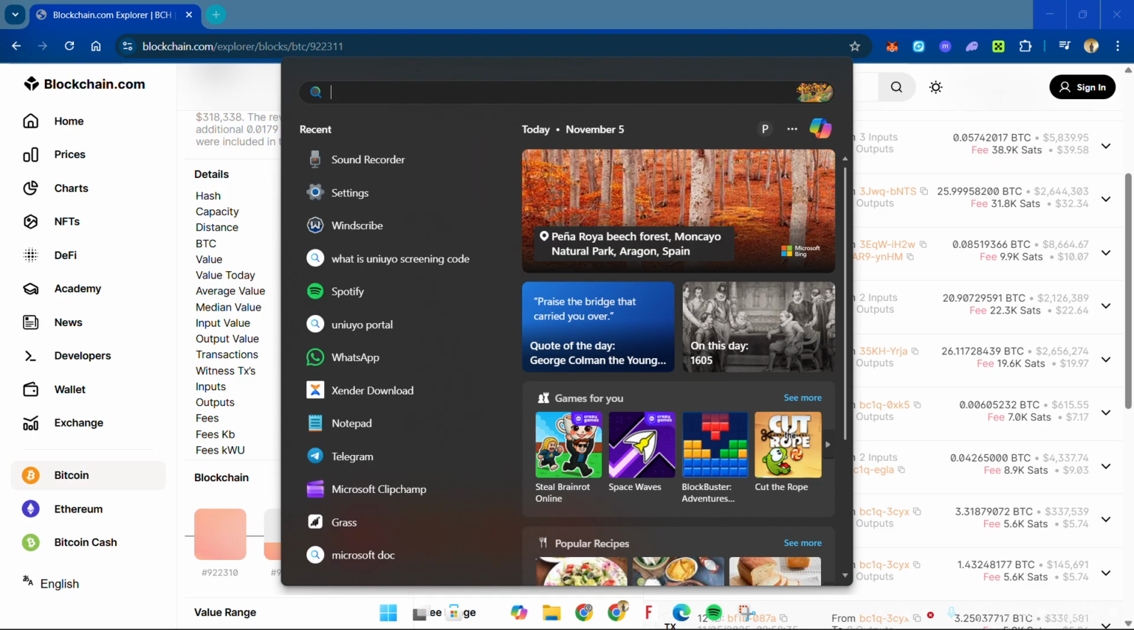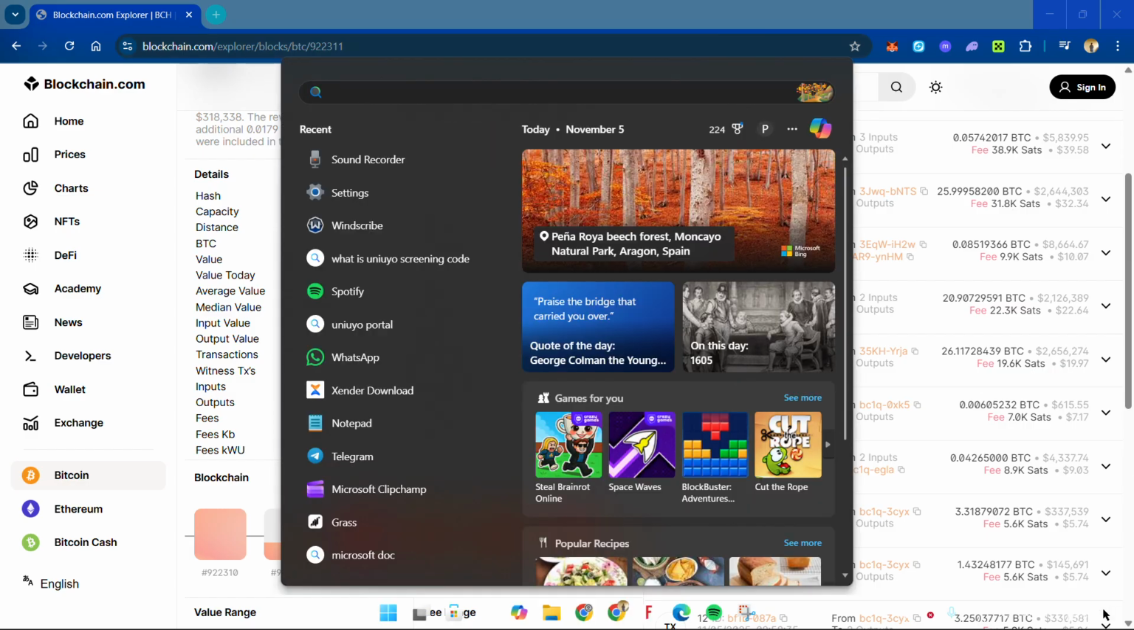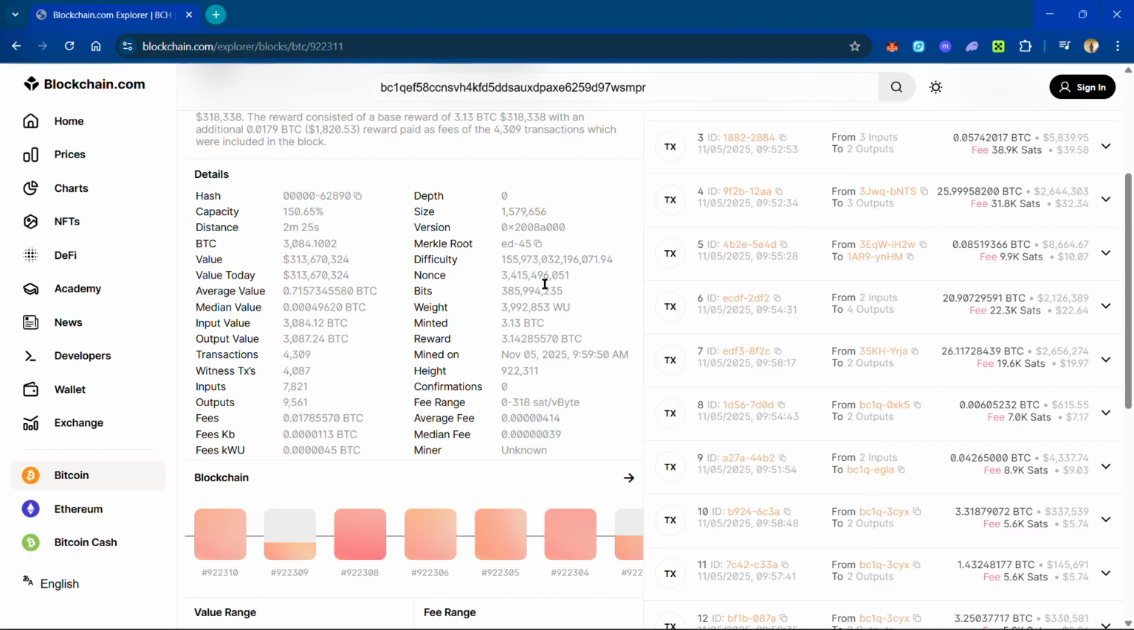Now, let's check our time. 10:02. So this is the latest block right now. And as you can see, the miner was rewarded, and the miner took his own reward. So it is the miner that confirmed this block. You understand? Let me go to another block.